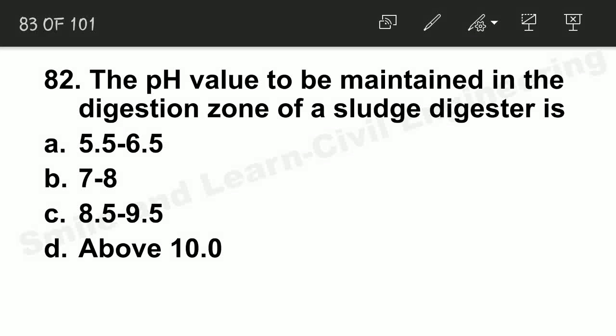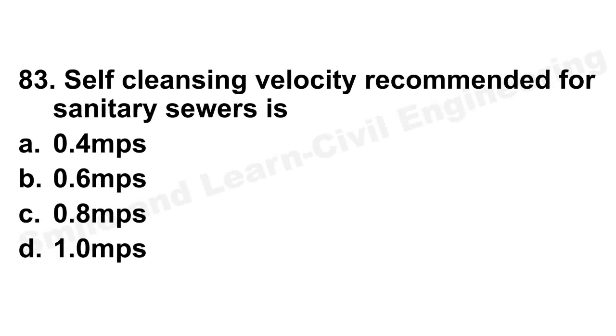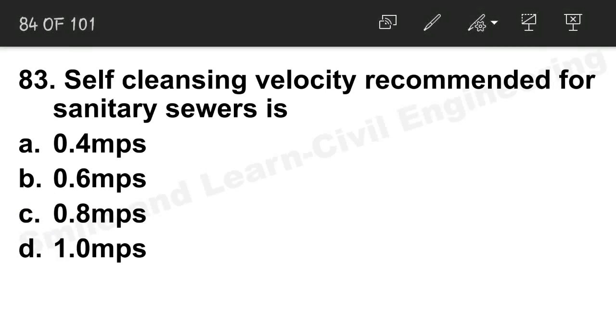The pH value maintained in the digestion zone of a sludge digester, I have told before also, is 8.5 to 9.5. Somewhere it is mentioned 7, somewhere it is also mentioned less than 7. So 8.5 to 9.5 we will consider standard. Next, self-cleansing velocity recommended for sanitary sewers. I have told in the before paper also, between these two the answer will be 0.8, but somewhere 1 m/s is also considered.